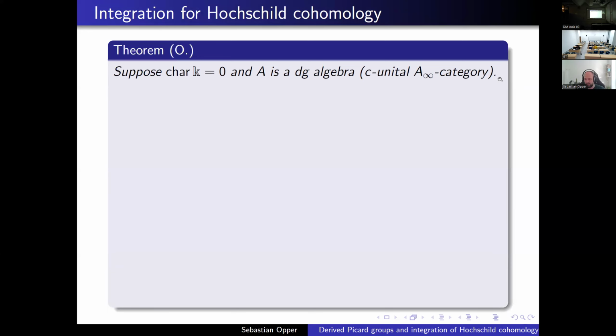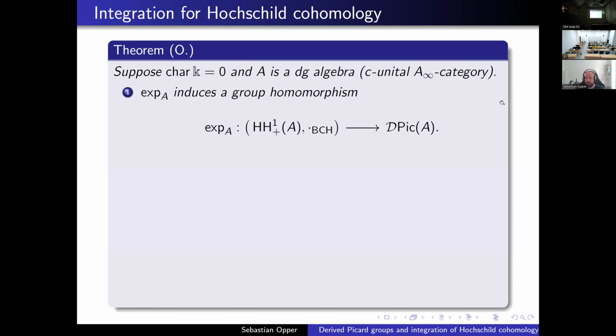I maybe won't say much more about this, but it's useful to have this generality. You get an exponential map, and this is as you may expect at this point. So this is a map from the Hochschild cohomology, this kind of subspace equipped with the Baker-Campbell-Hausdorff product, into the derived Picard group. And something I want to mention is that for Lie algebras and Lie groups, you have this finite dimensionality built in. So these Lie algebras are always finite dimensional.